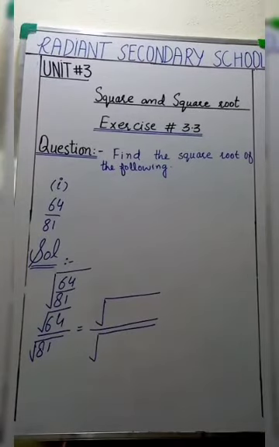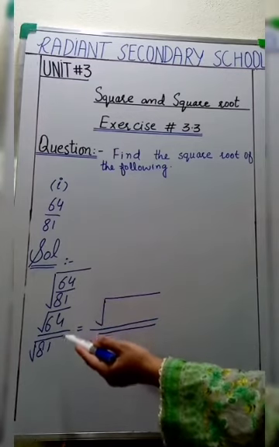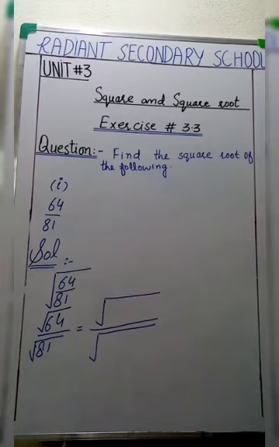Okay class, now start exercise 3.3. This exercise has only one question, and the question is: find the square root of the following. I am going to do part number 1 for you. The fraction given is 64 over 81. In the first step, you will put the square root over the complete fraction, and in the next step, you will put the square root on both numerator and denominator separately.